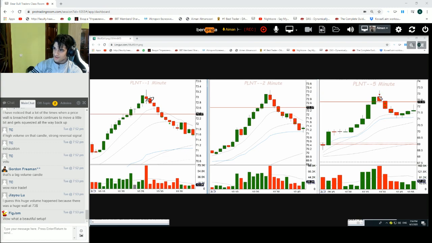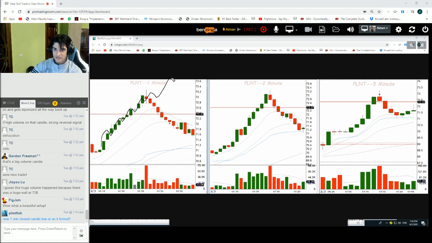Everything is there. Extended from the 9 on the 5, exhaustion volume, new 1 minute low. And this is clear. It's not as if it was making fake new 1 minute lows before. And this is one of the best setups I love for parabolic reversal. When the stock is making fake new 1 minute lows, it's tough to catch a reversal because it could make a new low and then continue going higher, right?